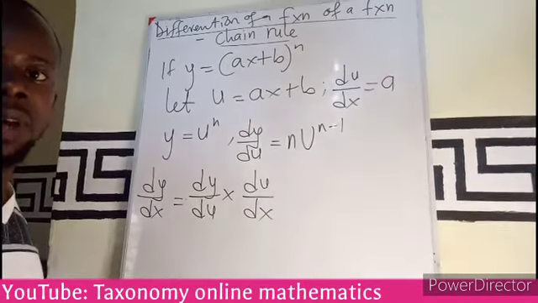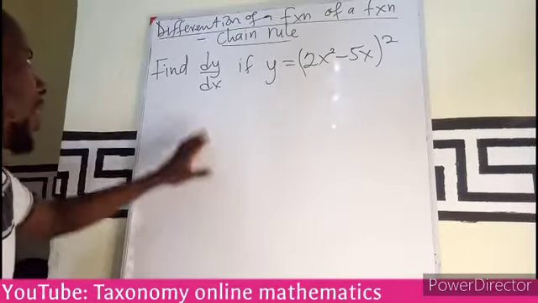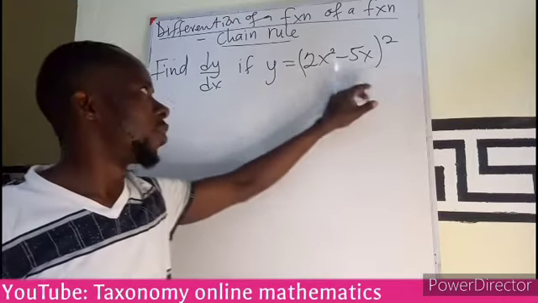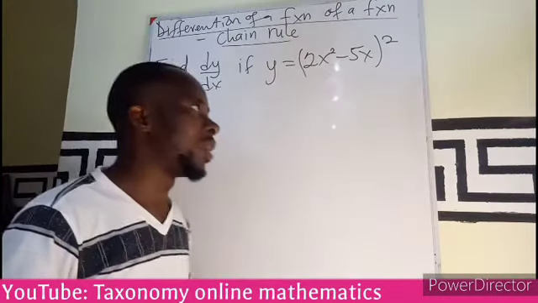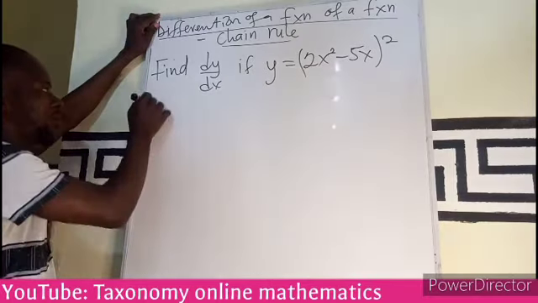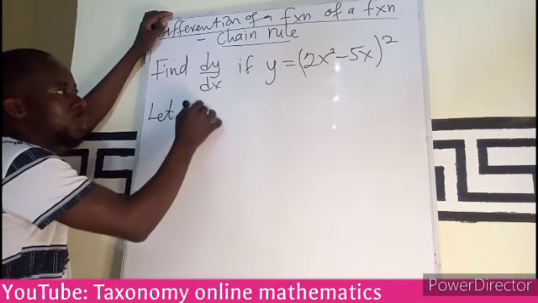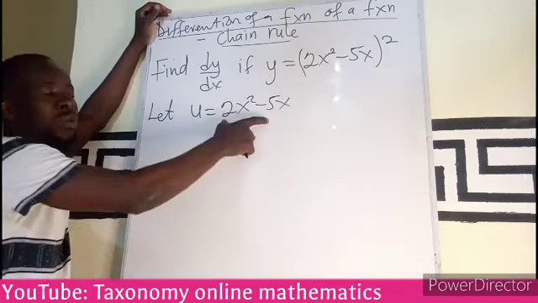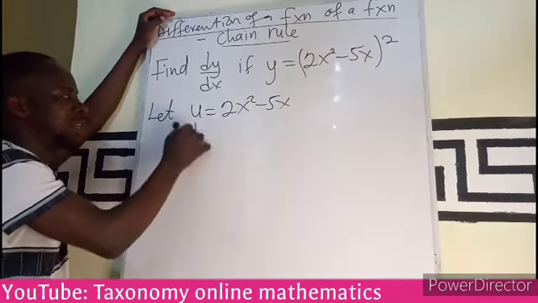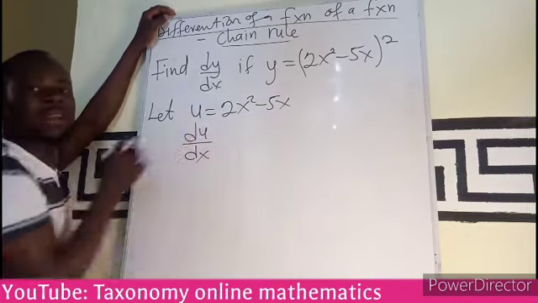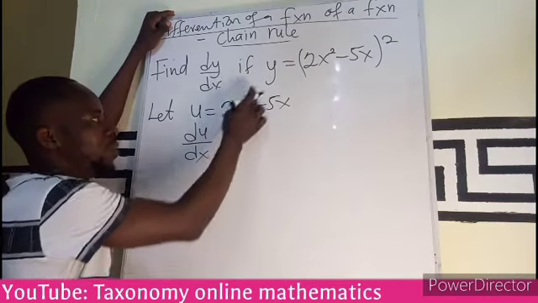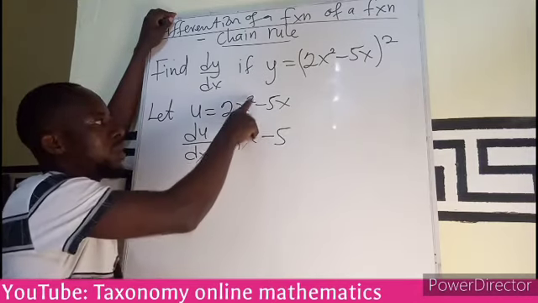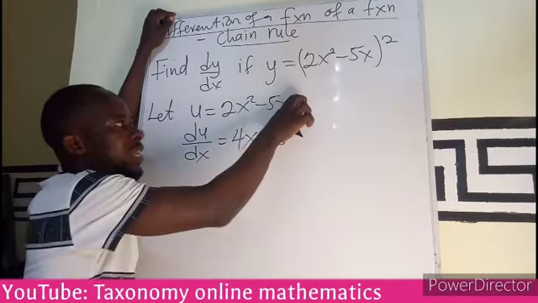Okay, let's take a question to that effect. Alright, so let's try the question. Find dy dx if y is equal to this. So this is the function with its exponent. So right away, I am going to have let u equals 2x squared minus 5x. That is u. Alright, so right away, let me find du with respect to x. What will I get? That is going to be 4x minus 5. This exponent will reduce to 1. This will reduce to 0.